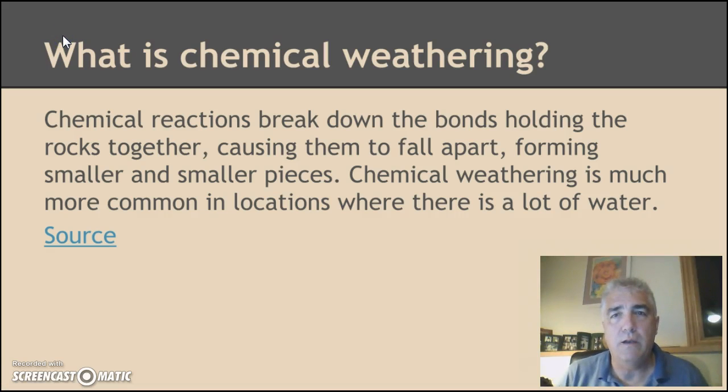Well, we're looking at how the environment changes, how rocks change, how they get broken down. One of the types of weathering that does this process is called chemical weathering. In chemical weathering, there are chemical reactions that break down the bonds holding rocks together, causing them to fall apart, forming smaller and smaller pieces. What this means is basically there's a chemical reaction going on that takes the molecules and the compounds that make up different rocks, and it makes them into smaller pieces.